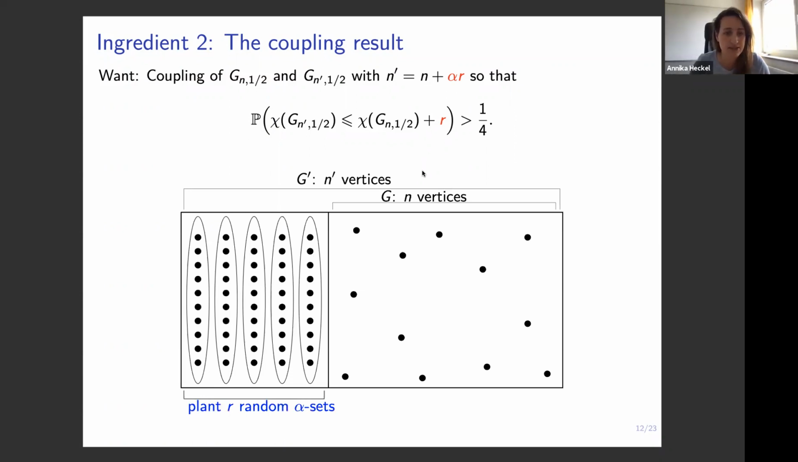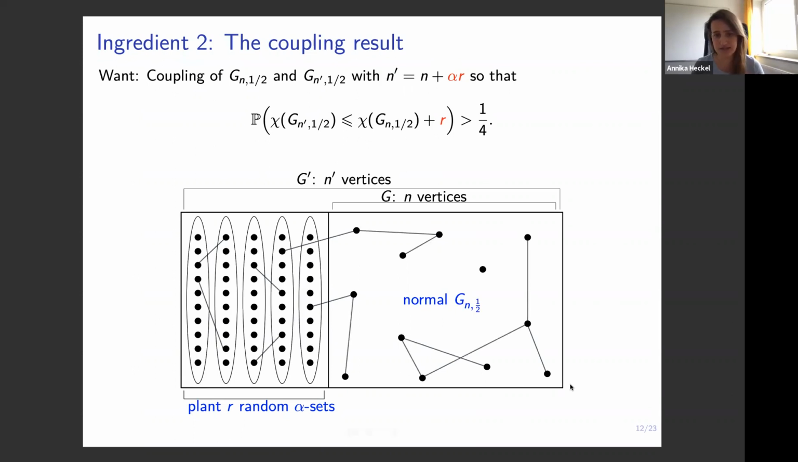Okay, so how do we construct this coupling? We do something that seems really obvious. The difference in the number of vertices is alpha times r. So let's pick r vertex sets of size alpha randomly, and make them independent sets, so we don't put any edges into these sets. And then every other edge, so everything that's not within these r random sets of size alpha, we include with probability 1/2 independently.